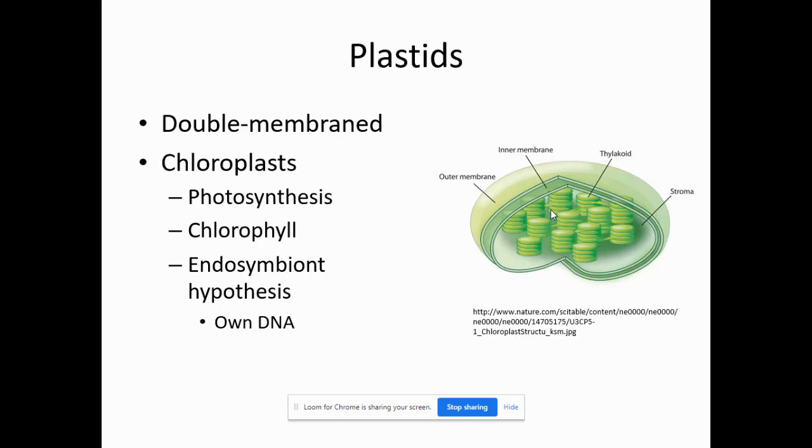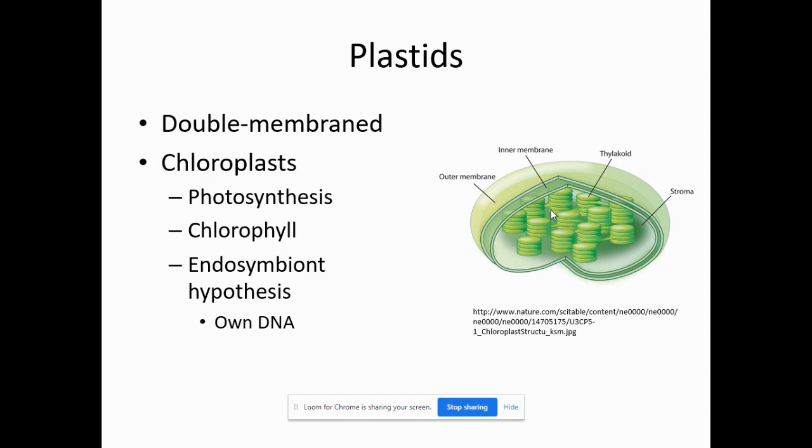All right, another type of membrane-bound organelle are plastids. Plastids are organelles that do not occur in animal cells, and they function in photosynthesis and storage, whether it is pigment storage or food storage. Okay, plastids, like mitochondria, are double membraned.